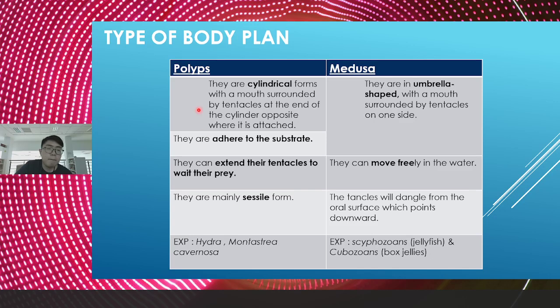Okay. And then examples of species under polyps are Hydra, Mostacea, and Cavernosa. And for the medusa are Scyphozoans and Cubozoans. So, jellyfish.